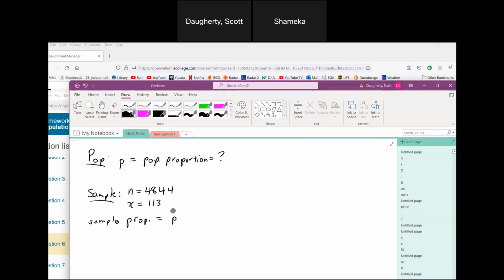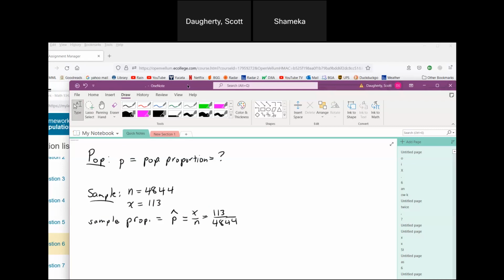And the symbol we use for that is P with a little hat on top of it. So sometimes it's called P caret or P hat. That's a little caret symbol. If you don't have the hat on it or the caret symbol, then it's the actual population proportion. If it's P with a little caret on it, then it means the sample proportion. And of course, the sample proportion is just X divided by N. So 113 divided by 4,844. And this is going to be our best, what's called our best point estimate for the real P.